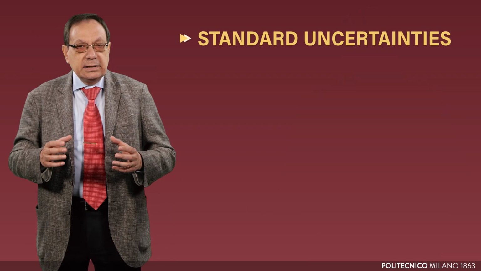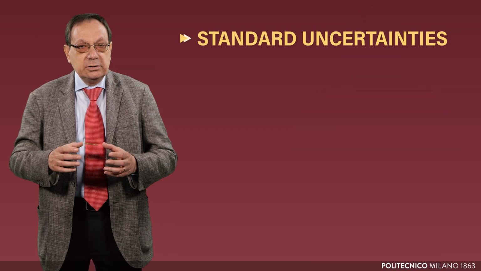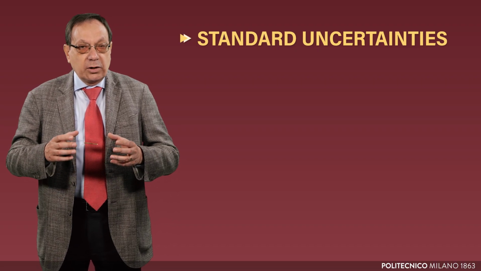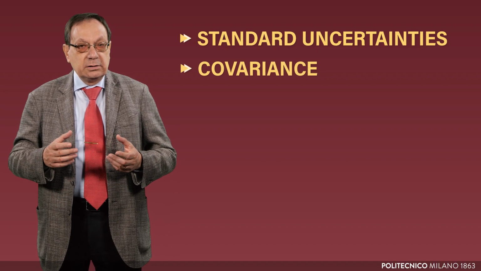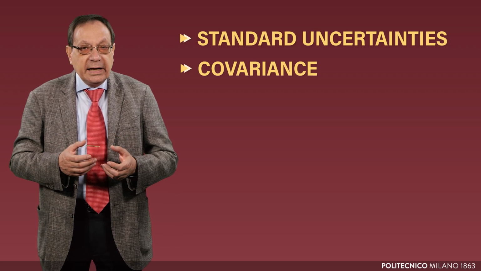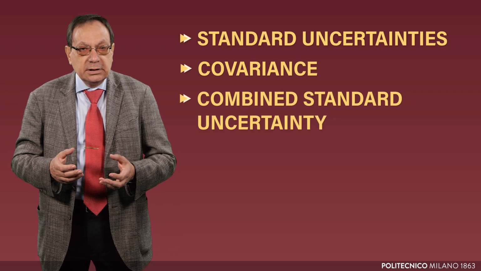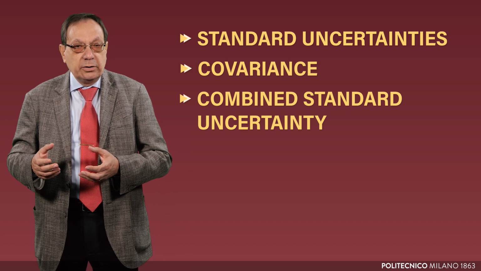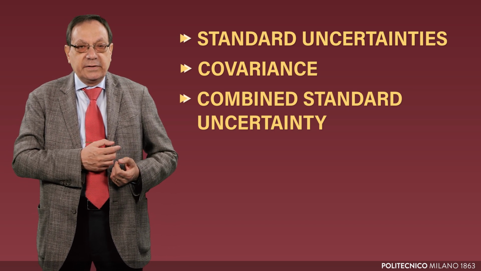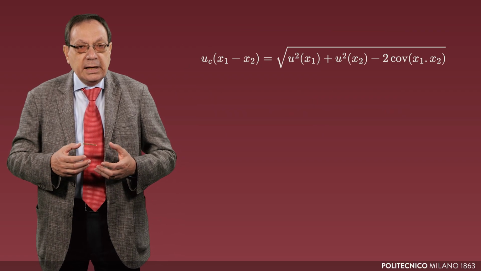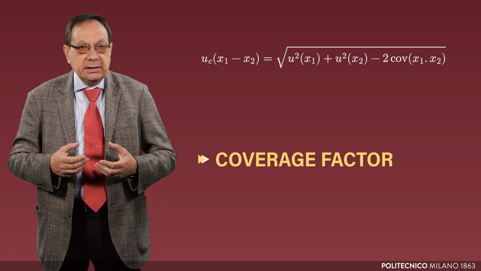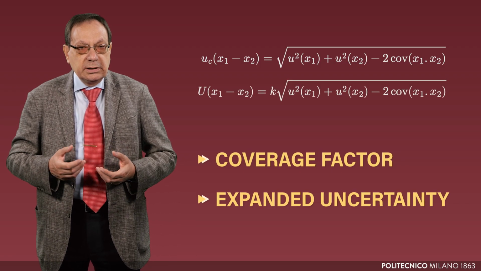By knowing the standard uncertainties u(x1) and u(x2) associated with x1 and x2, and their covariance if the two measurements are not independent, we can find the combined standard uncertainty of their difference by applying the uncertainty propagation law, which we covered in another video. You can see the result here. By multiplying this value by an appropriate coverage factor k, we obtain the expanded uncertainty shown in this equation.